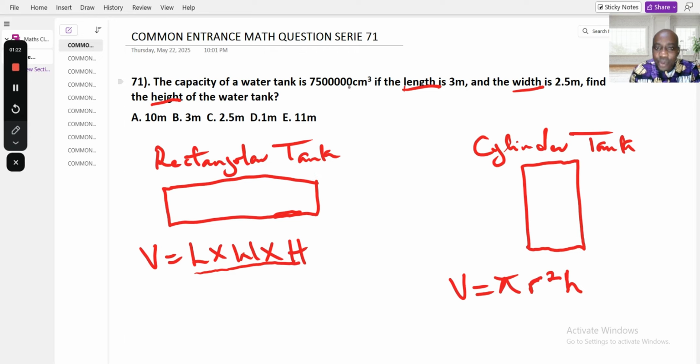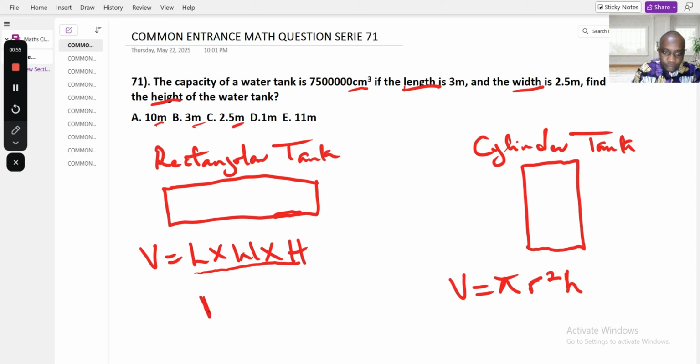We have 7.5 million centimeter cube. Now we are going to convert this to meter, because the answer is given to us in meter. So we are going to convert this so that the length is in meter, the width is in meter, so that we get our answer. Let me write it here.